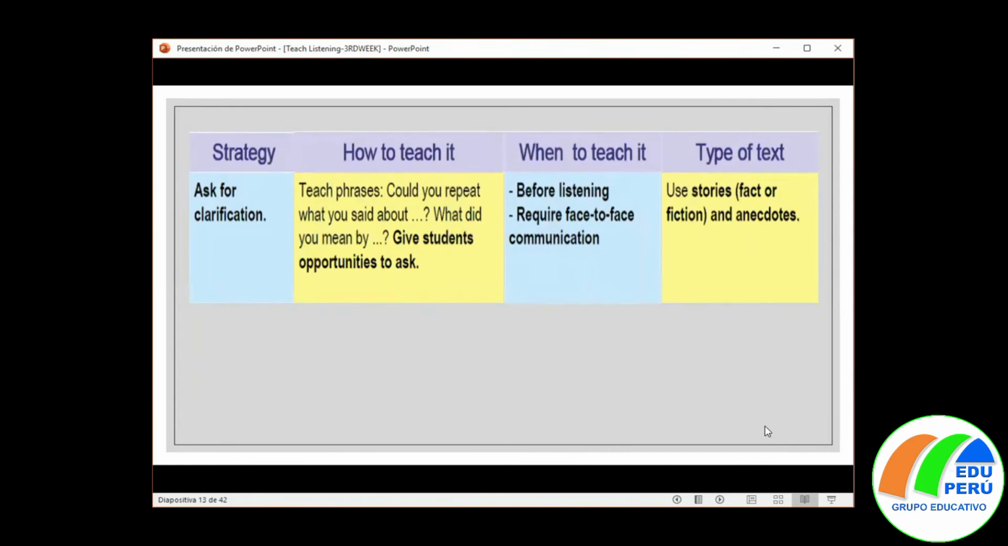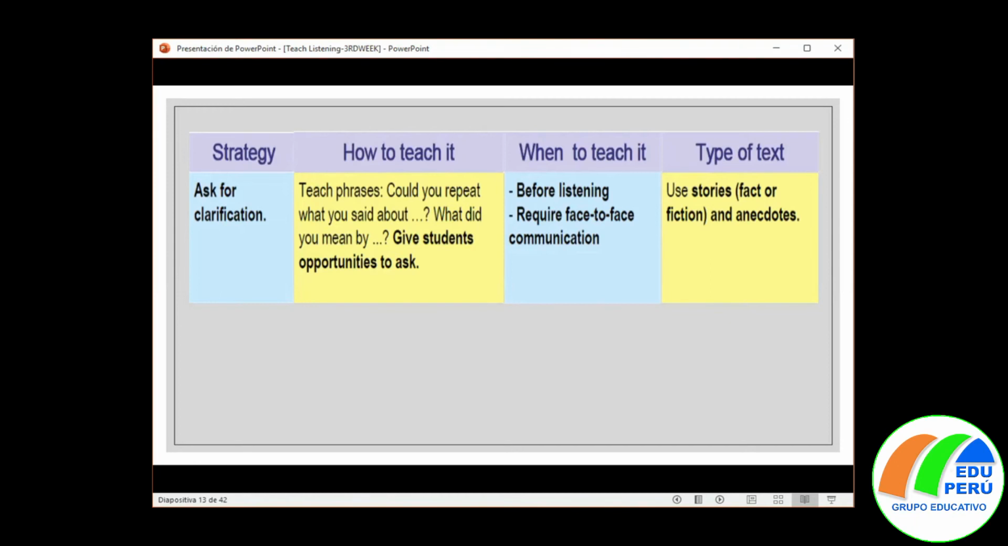Another one, ask for clarification. How to teach it? Teach phrases. Could you repeat what you said about? What did you mean by? And the most important, you must give your students opportunities to ask, right? We usually use this when, for example, we tell our students, if you don't understand, you must tell me, but in English: Teacher, sorry, could you repeat that? Oh, what's the meaning of? So notice you're giving your students the opportunity to ask for clarification.